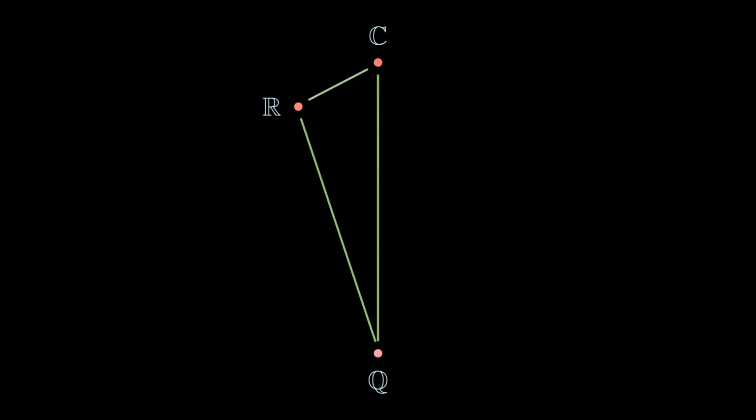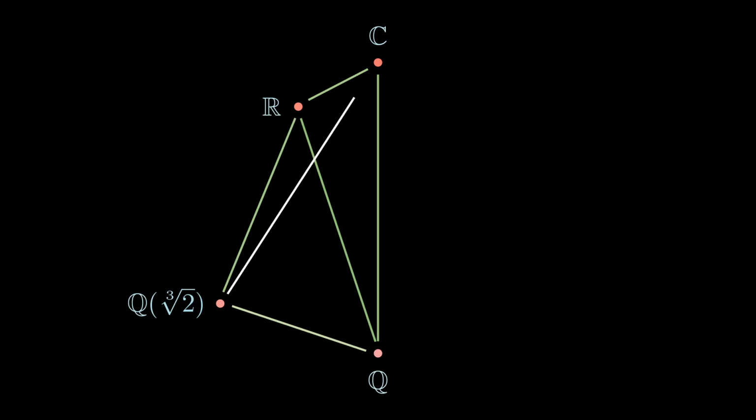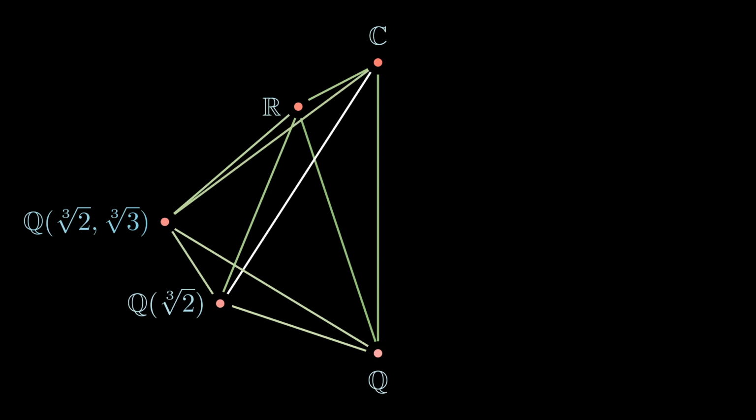In a college algebra class, you learn a little about the hierarchy of number systems, that the rational numbers are part of the real numbers, and these are both part of the complex numbers. The number systems are examples of fields, which are algebraic structures where the usual rules for addition, subtraction, multiplication, and division hold.